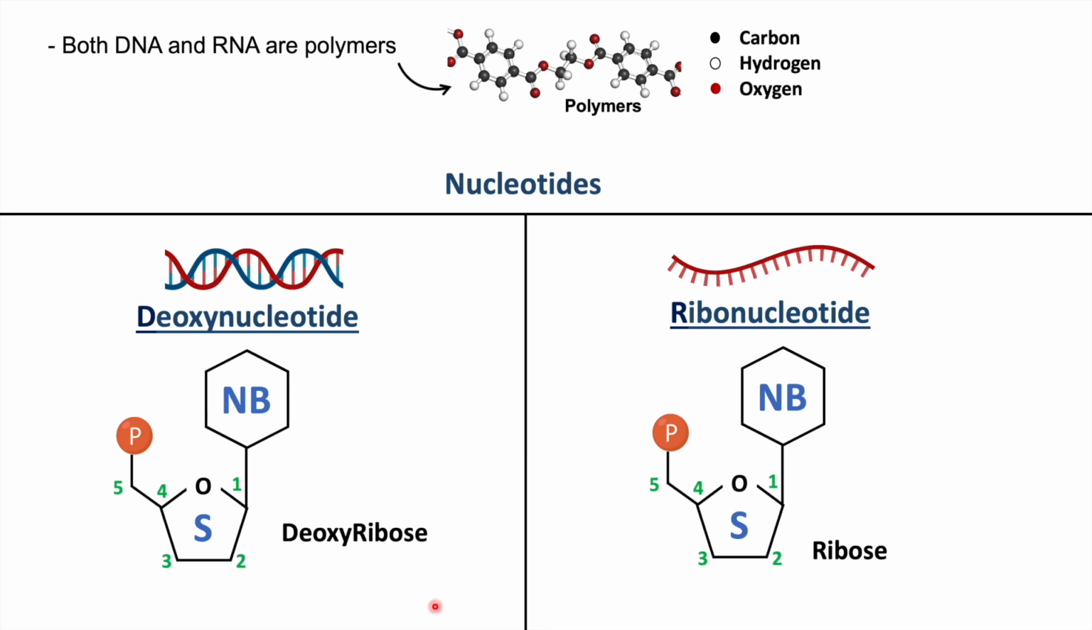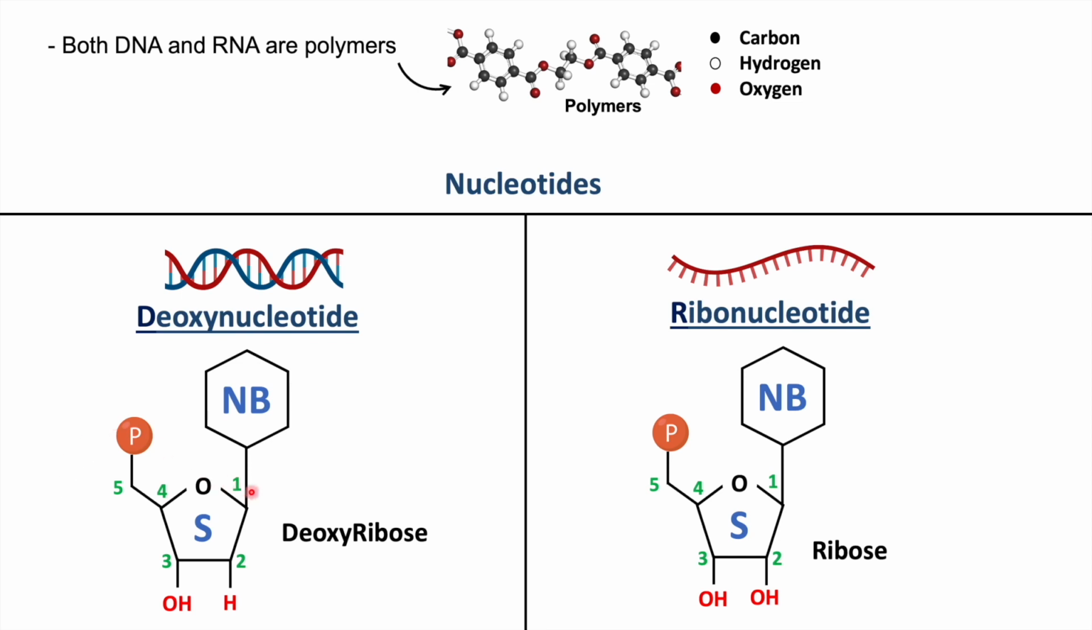So the difference between these two sugar molecules, ribose and deoxyribose, is that ribose sugar has 2 hydroxyl groups attached to the carbon 2 and carbon 3 positions of the pentose ring, whereas deoxyribose has only 1 hydroxyl group, missing the hydroxyl group at the carbon 2 position, and therefore it is called deoxyribose. So basically, nucleotides contain a sugar molecule, a nitrogenous base, and a phosphate group.